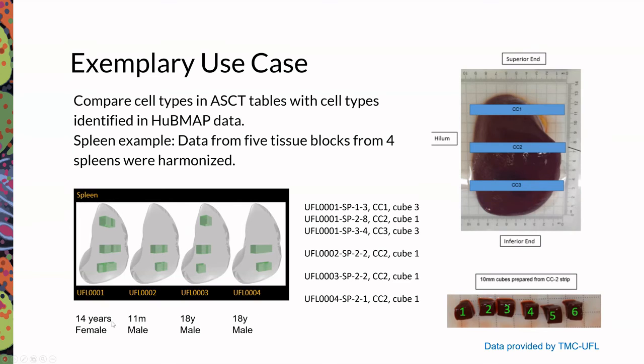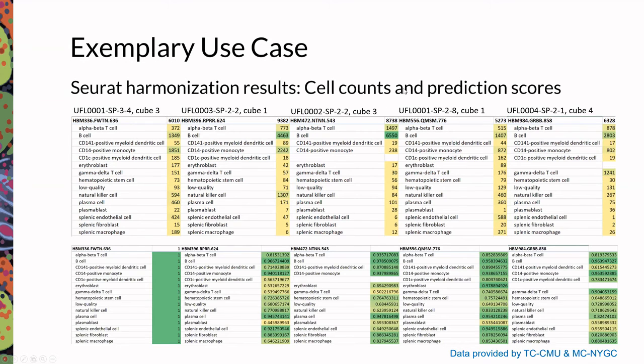We also have metadata in terms of age and sex, for instance. Ultimately, the hypothesis is that those blocks which are closer together would have more similar profiles in terms of their cell types. But also the tissue blocks from the same age and same sex would have more similar profiles. And ultimately, you can also look at the cell counts and prediction scores across these 5 and soon 6 blocks.